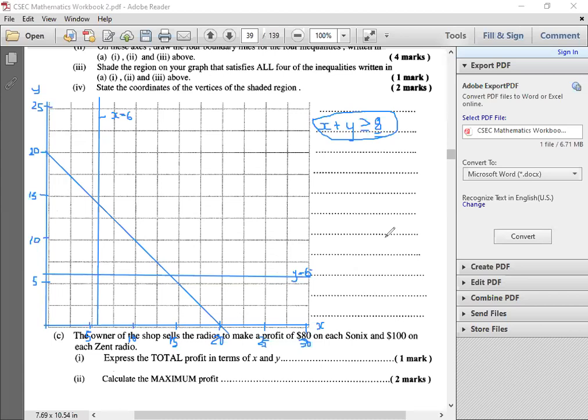The other inequality that we have: x plus 2y is less than or equal to 30. Less than or equal to 30.